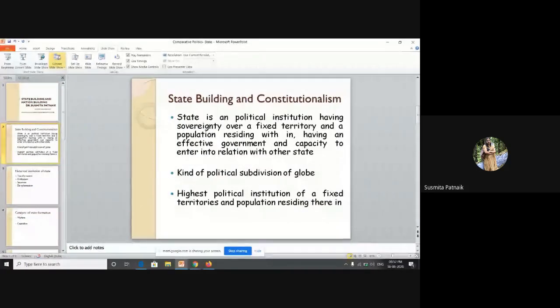Suppose in examination questions will come: what do you mean by constitutionalism? Constitutionalism is a notion.